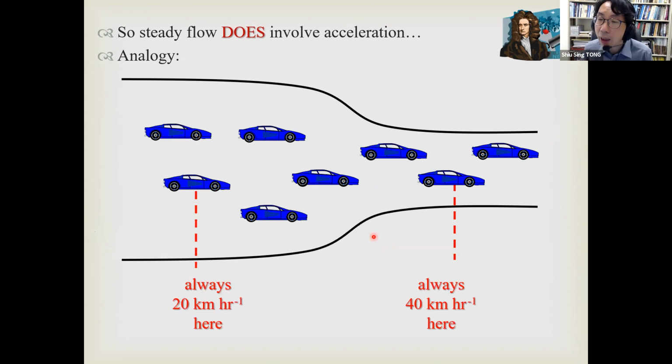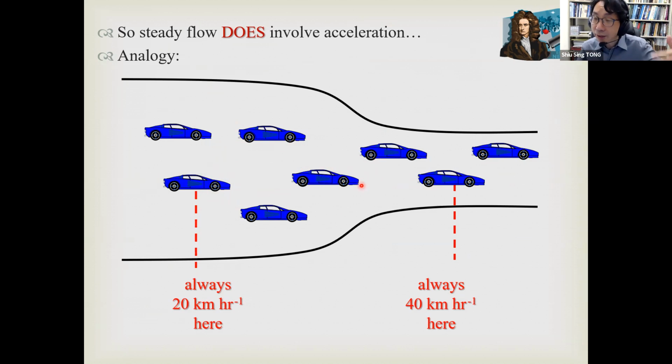Now let's make our discussion a little bit more abstract. So let's have an analogy. The analogy is cars driving on the road, but the road has a change in width. Okay, here in this part the road is wider, and in this part the road is narrower. So how would you expect the driving speed to change if you have a lot of cars coming into the junction? What would you expect?